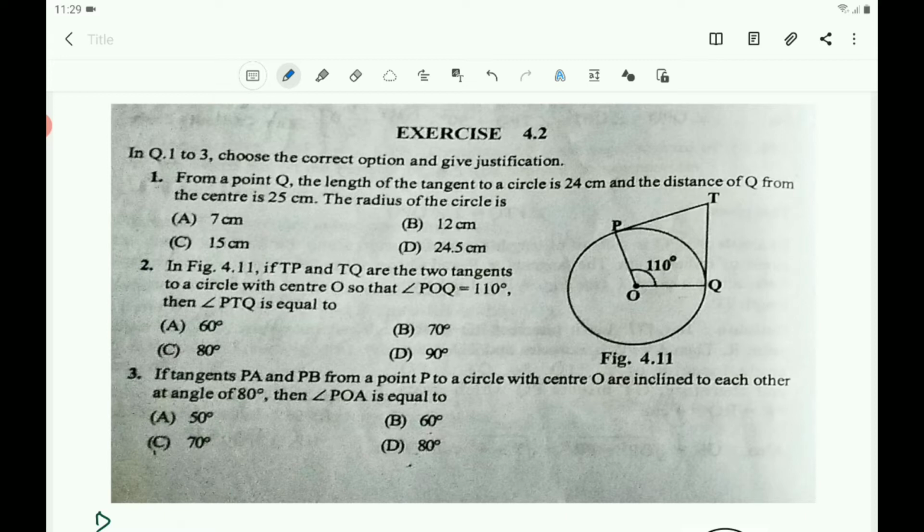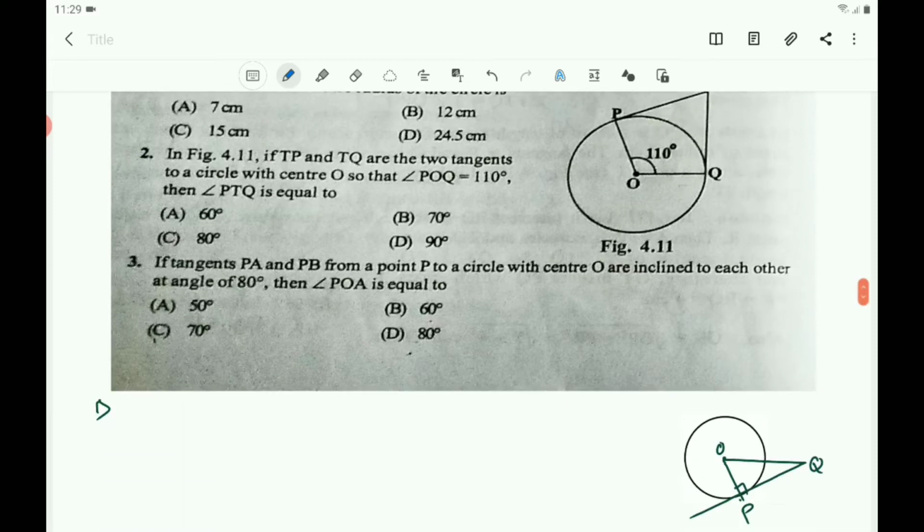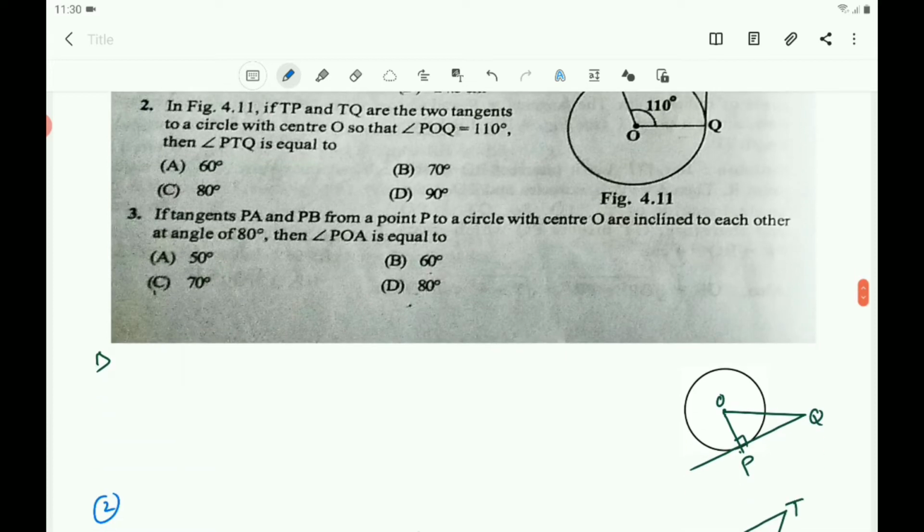Q, the length of the tangent to a circle is 24 centimeter and the distance of Q from the center is 25 centimeter. The radius of the circle is, the four options are A 7 centimeter, B 12 centimeter, C 15 centimeter, D 24.5 centimeter. Now let us have the figure here.